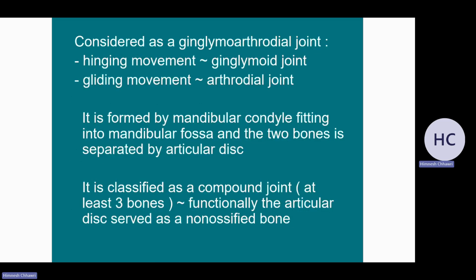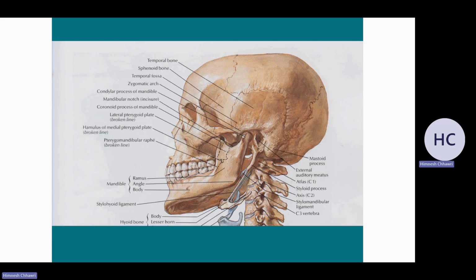Now, the TMJ is a ginglymoarthrodial joint, which means that it has both hinging movement and gliding movement. You don't have to remember ginglymoarthrodial joint, just remember hinging movement and gliding movement. Just in case the professor asks you, know that it's a ginglymoarthrodial joint. Like I said, it is formed by the fitting of the mandibular condyle into the mandibular fossa, and there's an articular disc. This is the picture of the joint. This is the mandibular fossa and the condylar process of the mandible.